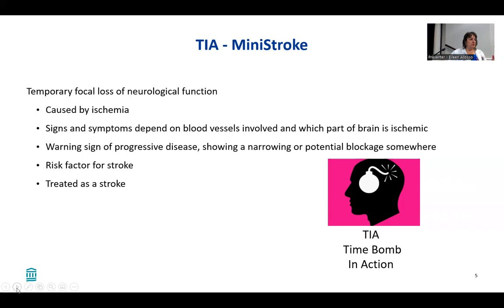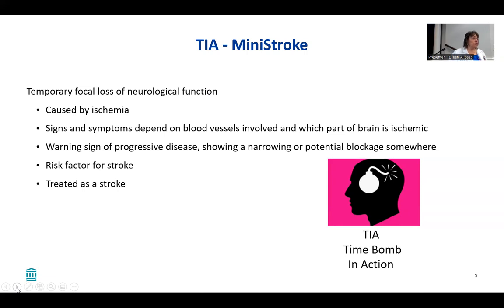I like to tell people, especially in the community, to think of TIAs as a time bomb in action, and that gives it a little bit more significance and importance to those who I'm talking to. And when patients are admitted to the hospital for a TIA, they're treated initially as a stroke and worked up as a stroke because it potentially could be a stroke.